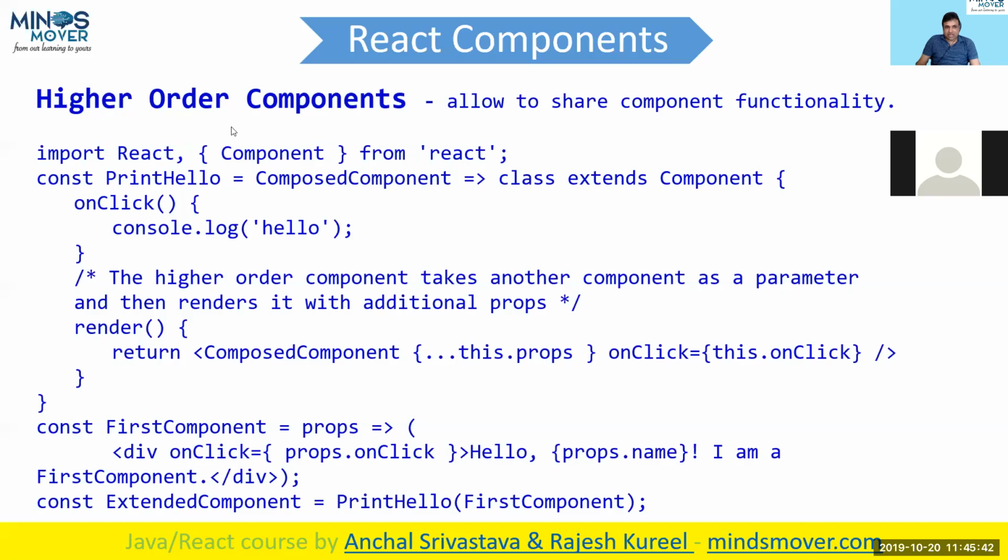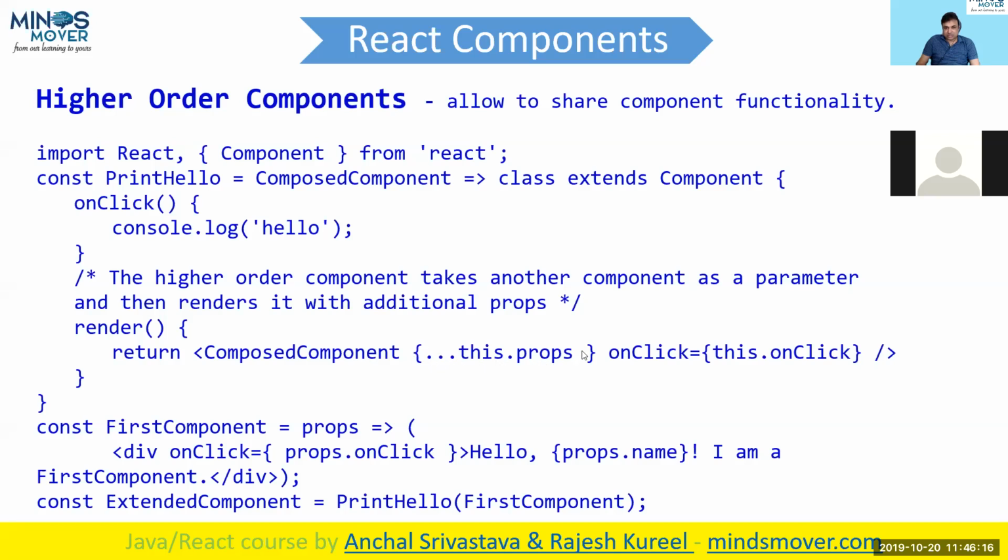A higher order component is a component which takes one component, and then on top of that it can render it based upon additional properties as well as additional event handlers. This is one example of a higher order component, where print hello is a higher order component taking a composed component as a parameter. You see it is just rendering the composed component with some additional parameters.